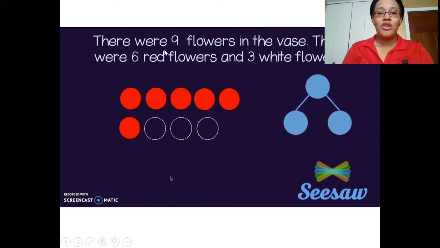So we started with how many flowers in the vase? That's right, 9. And then there were 6 red flowers. And how many white flowers? 3. Right. Okay, so how did your thinking turn out? Were you able to show your red and your white flowers? Great. So we're going to use what we learned here to continue into our practice.